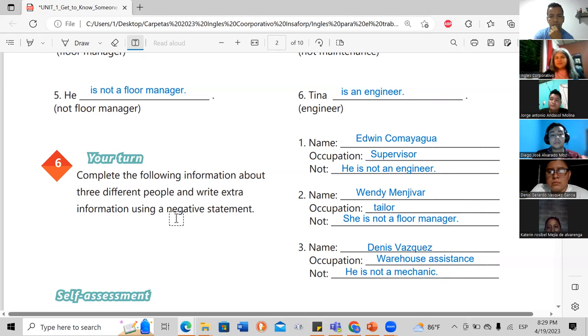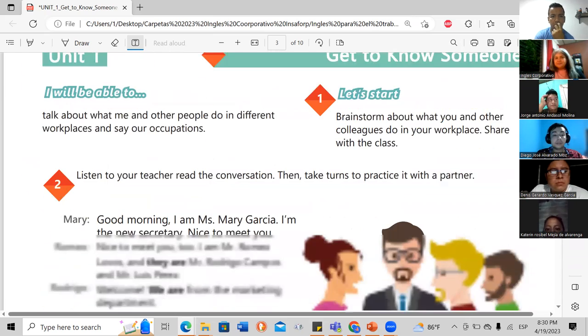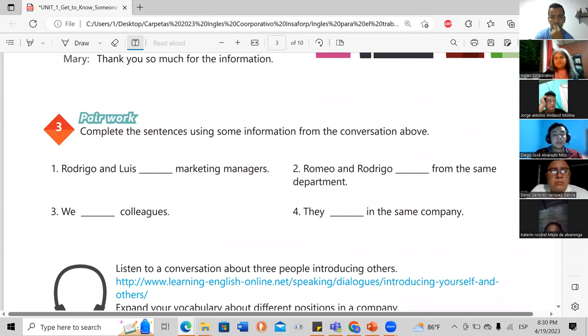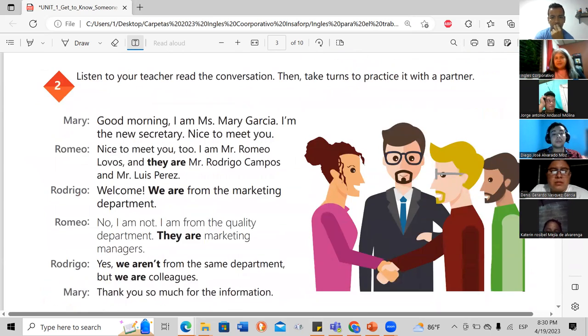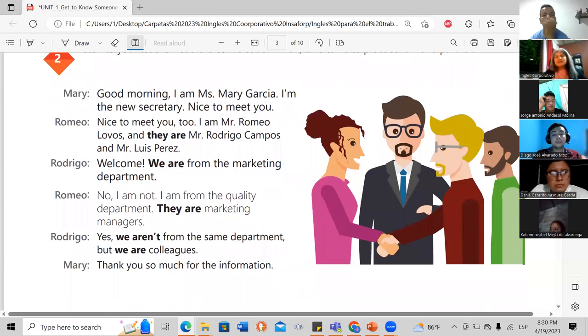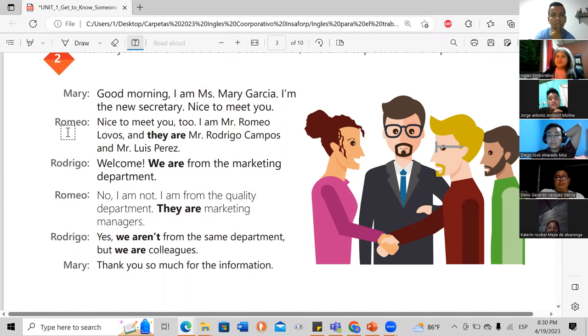Okay, we have here the other examples in extra information, okay? Okay, this conversation, we already practiced that before. Ya la practicamos, pero dependiendo de esta conversación vamos a responder las otras preguntas que tenemos, okay? Who wants to read that again? Alguien que no participó ayer. ¿Quién la quiere leer otra vez? Christian, is it okay if you read it? Christian and Walter, go ahead. Christian, you will be the first one. Go ahead.